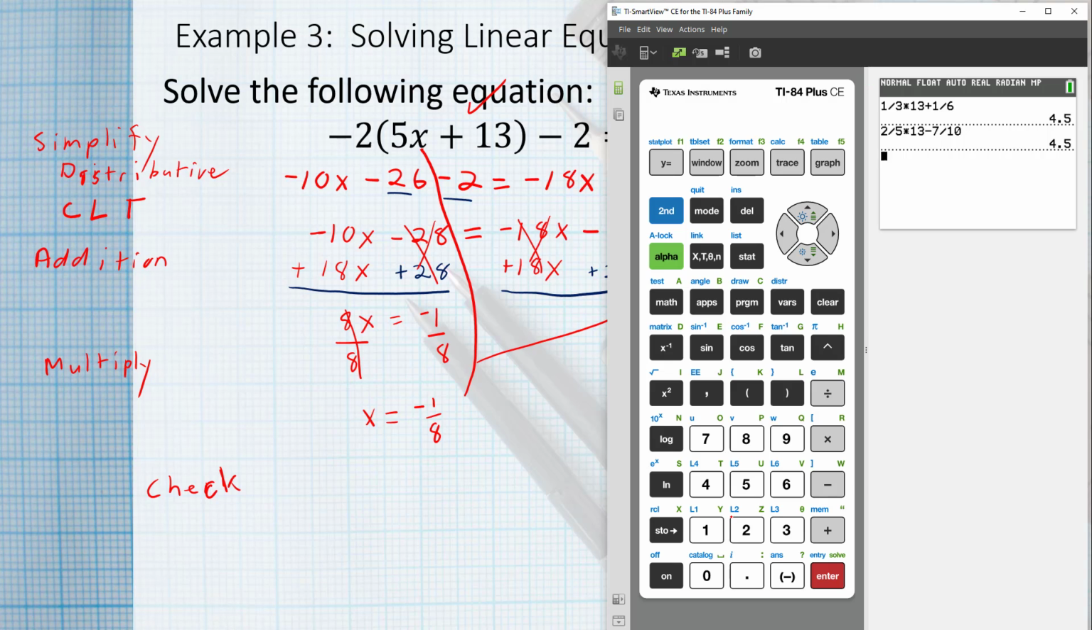Now, how can we do that? On a TI-84 series, we'll go as follows. Negative 2 times parenthesis 5 times negative 1/8, negative 1 divided by 8. There you go. Plus 13. Okay, close the parenthesis. Minus 2. And we get negative 26.75.